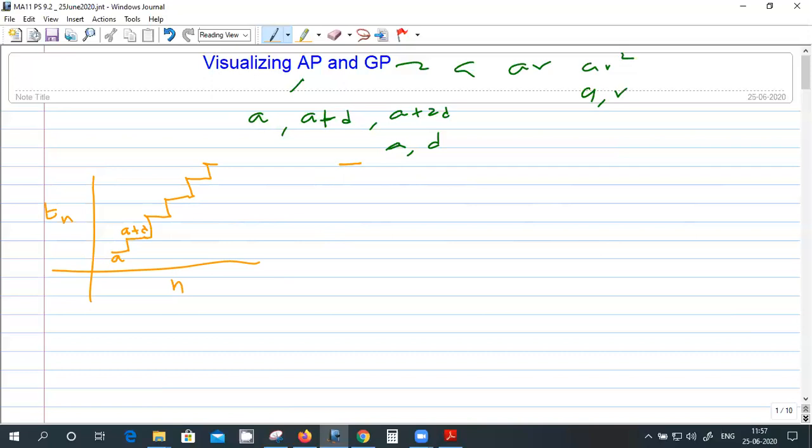So what about this one? Is this an AP? No, sir, because common difference is not equal. No, it is equal. So this is A. This is A plus D. So is this an AP? Yes, sir. What is the difference between this and this? The first one, second one.